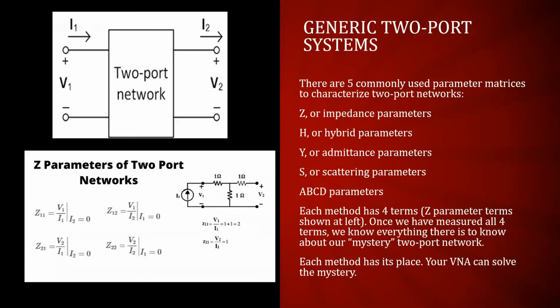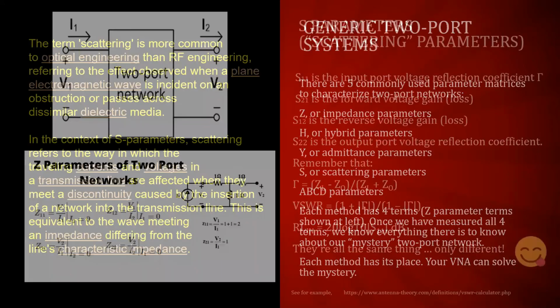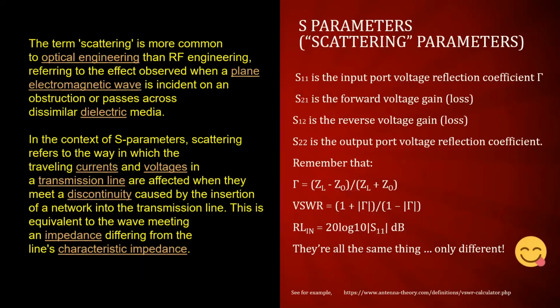Z parameters are intuitive to us. H parameters are good for characterizing transistors. S parameters for RF networks, and so forth. Each one has its place. You don't really have to worry about it. The one that we're talking about here, and the one they often just say, is S11 and S21.